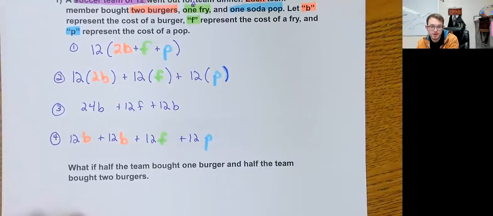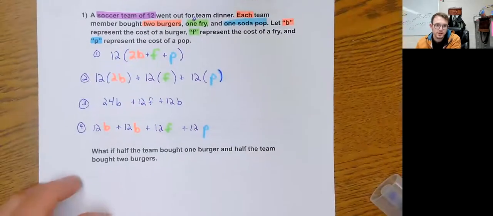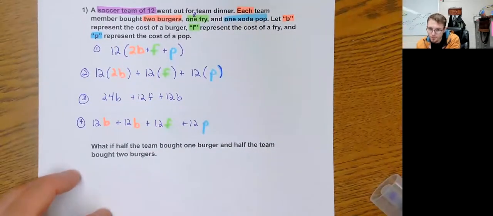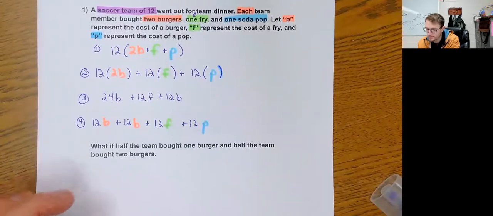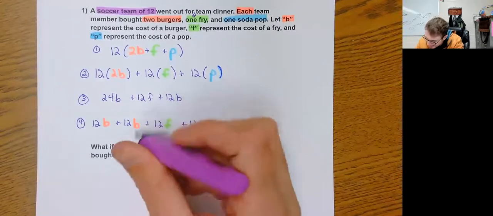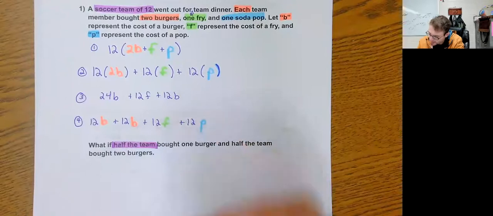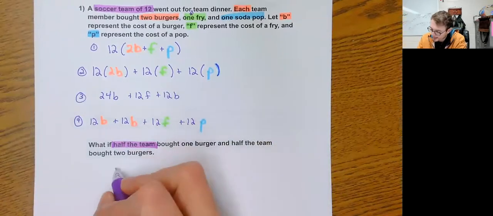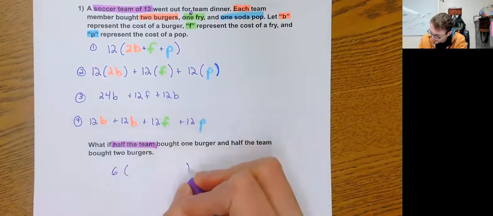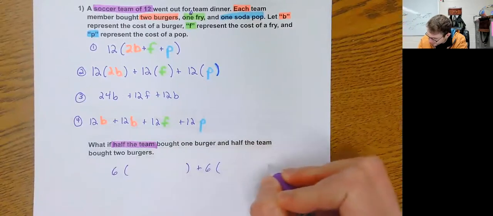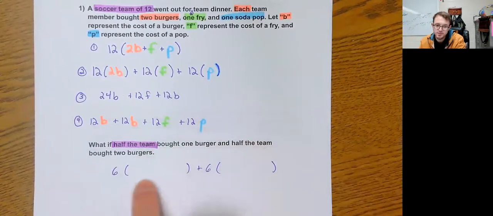So now we have this change up though. We're gonna have this change of the scenario of what if half the team bought 1 burger and half the team bought 2 burgers? So I like to think of a keyword here, and that is half the team. Well, what is half the team? Team's 12, so half of 12 is 6. So I like to think of this as breaking up this into half the team purchasing something over here and half the team purchasing something over here.